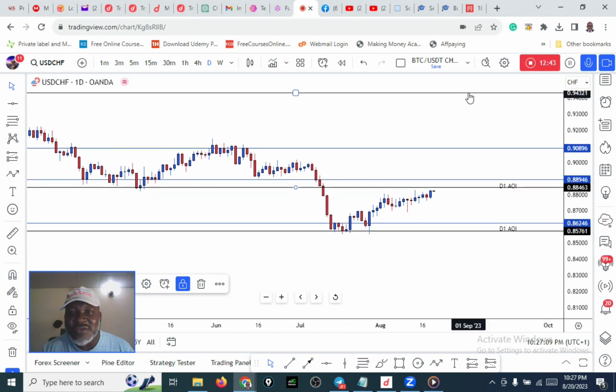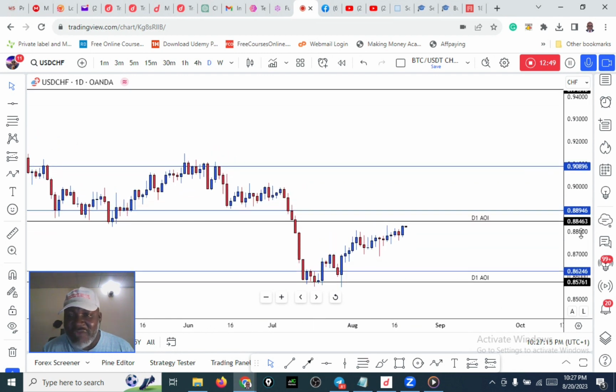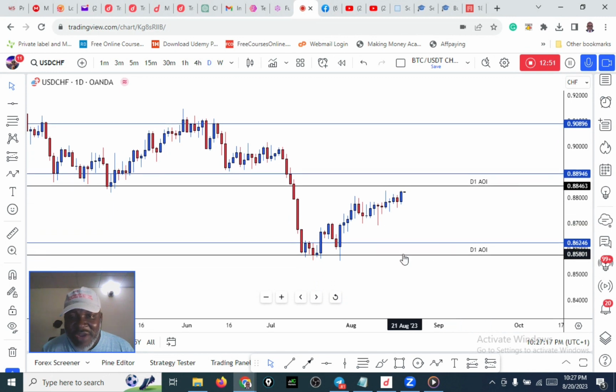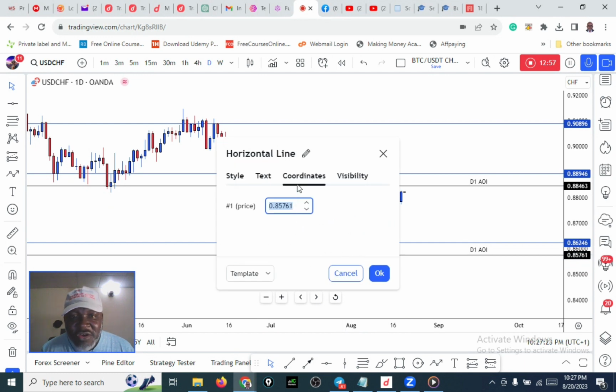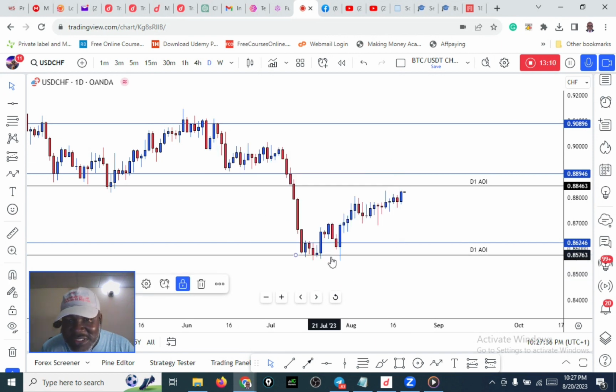Up here we can also lock up this level. Another thing I forgot to teach you guys is this: we can use our round numbers. We can place these levels at our round number levels. When you double-click this, you go to the coordinate and look for the round number. I can change this to 800 fully, and say okay. So this is our round number level.